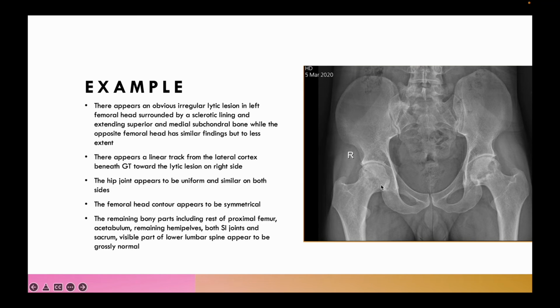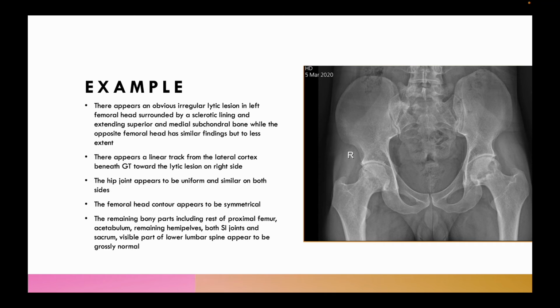Here also we can see some lytic lesion is here which is having a sclerotic margin, and it is also extending to the subchondral bone. It is going up till here. So this is the description of the femoral head.